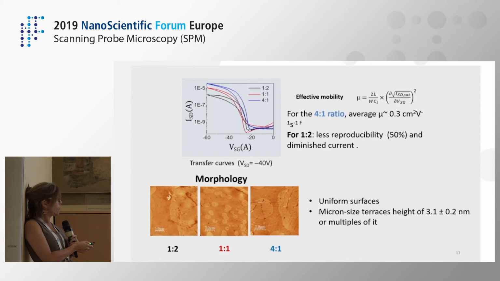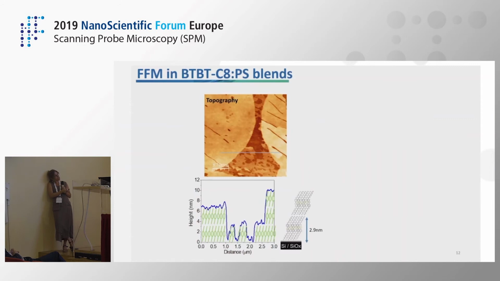So the morphology of the sample is not giving much information. You can see that the surfaces are very uniform with these micron-sized terraces here, with a height of 3 nanometers or multiples of it. And as you can see in this enlarged image, these terraces correspond to the interlayer spacing of BTBT-C8, corresponding to this orientation of the surface. And this is in agreement with the well-known structure of BTBT-C8 on silicon dioxide.